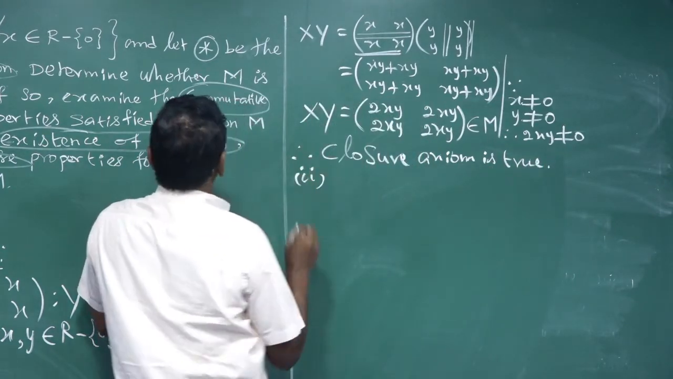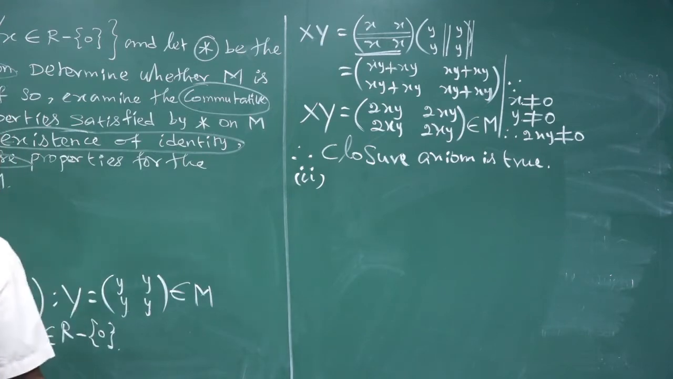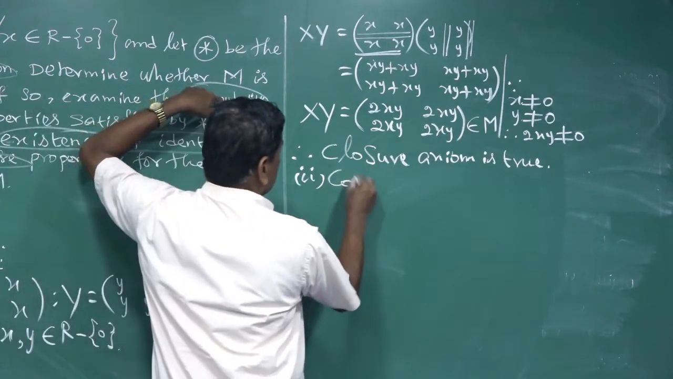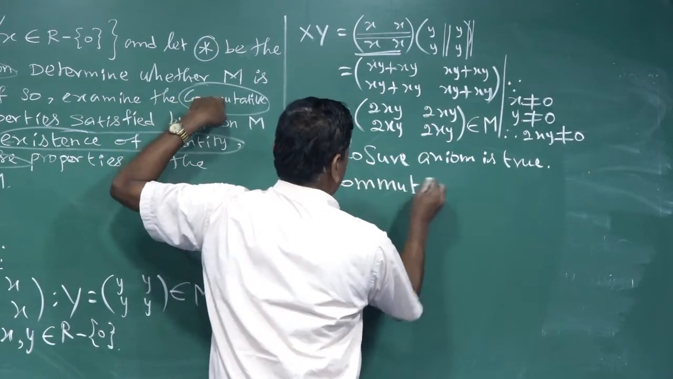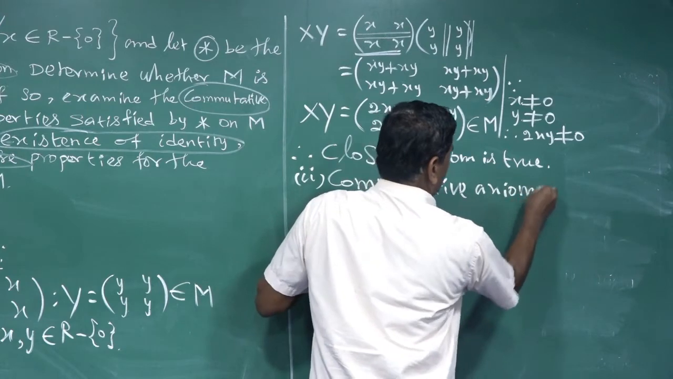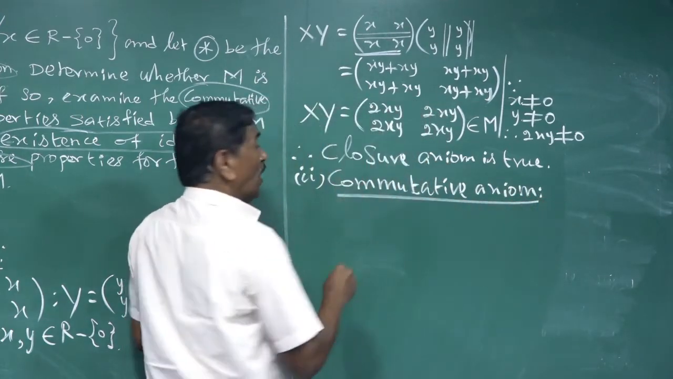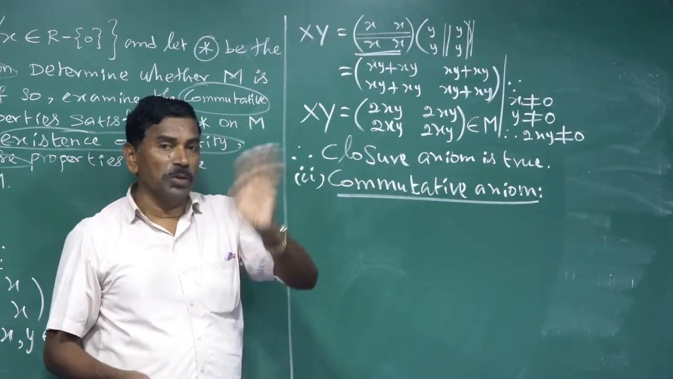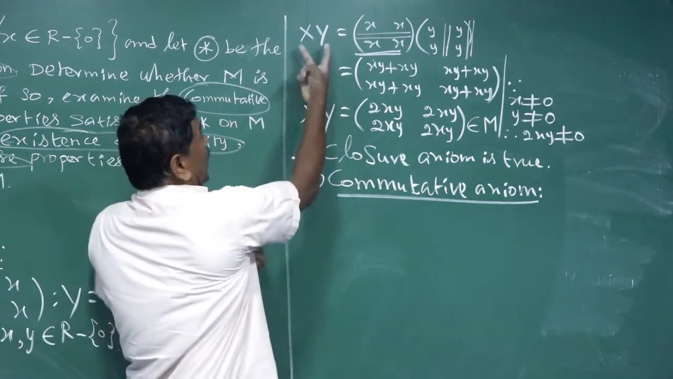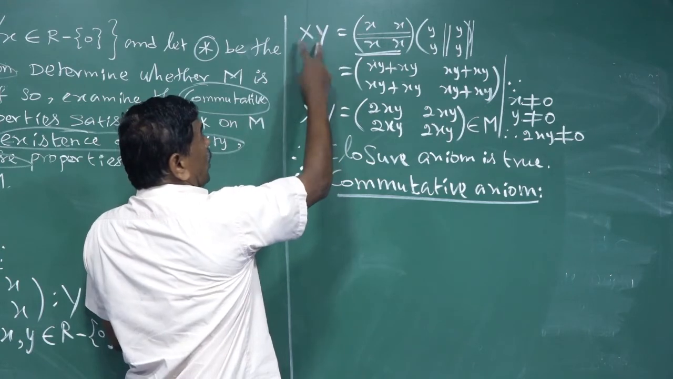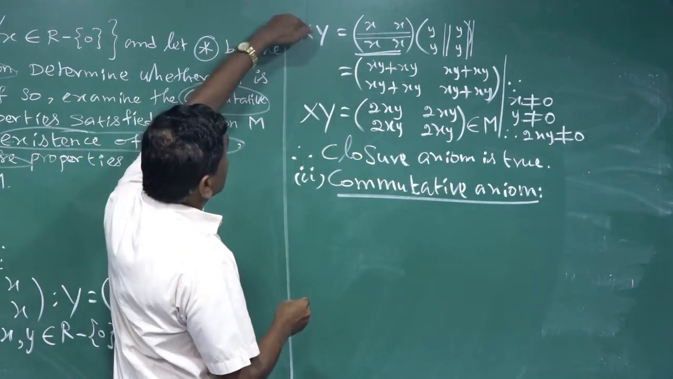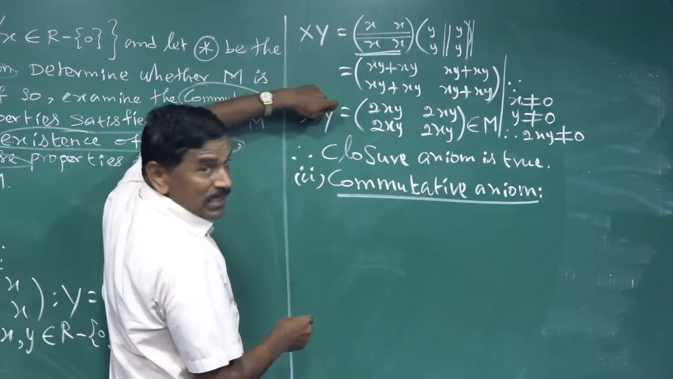Now, the second one. First closure axiom is completed. What is the second one? Commutative axiom. Listen carefully. Commutative axiom means A star B equals B star A. For example, x into y equals y into x.